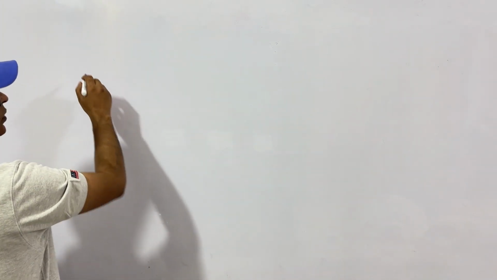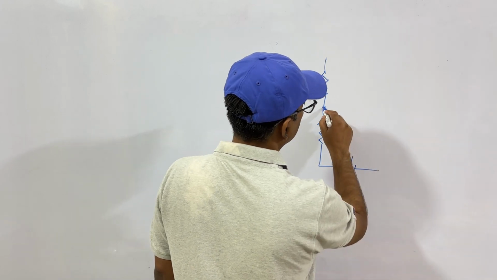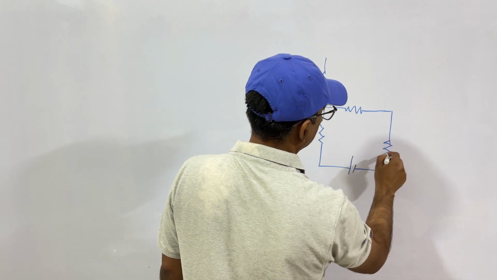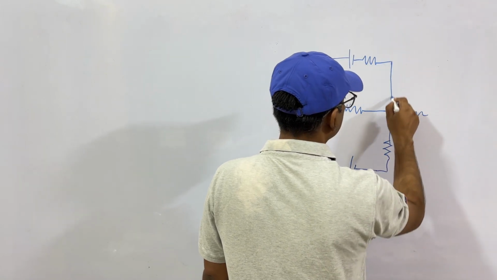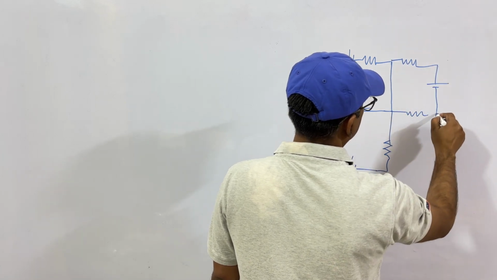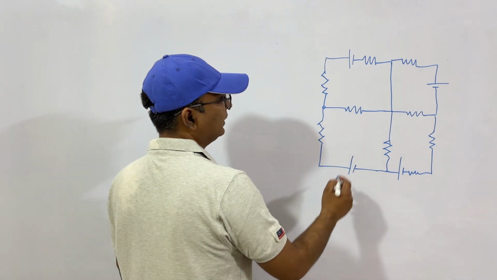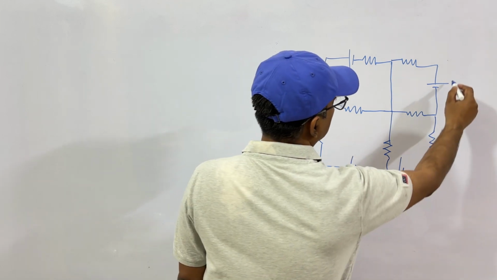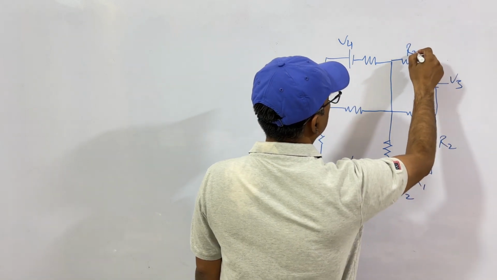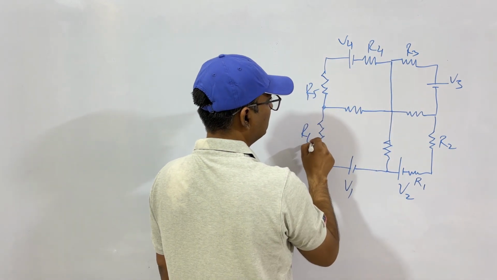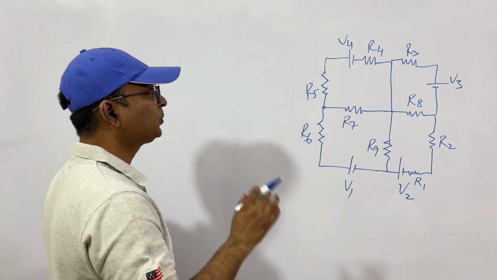If you have a circuit, let me draw a big circuit. So there are so many resistors, so many voltage sources. Let's say this is V1, this is V2, this is V3, this is V4. Let's start numbering in this direction only. Let this be R1, R2, R3, R4, R5, R6, R7, R8, R9. So let this be a big network. I'll explain Kirchhoff's current law.